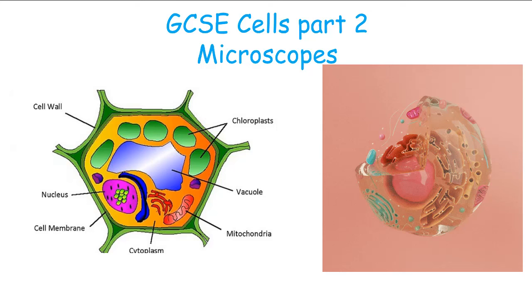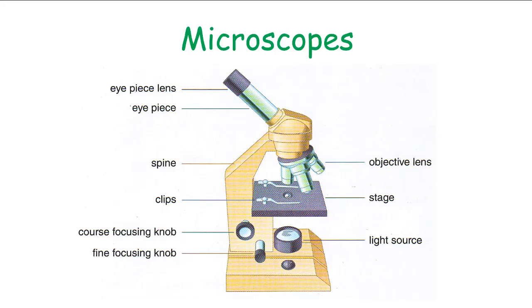Hello, so the second part of cells then is all about microscopes. So microscopes are really handy obviously because they allow us to see cells which are very, very small. You might even say that they're microscopic. Now, we've got several parts to microscopes which are important. This is a typical light microscope because it uses light to view the image.